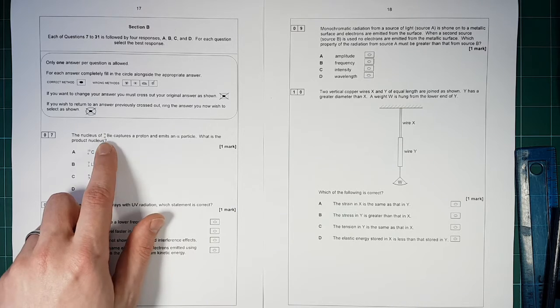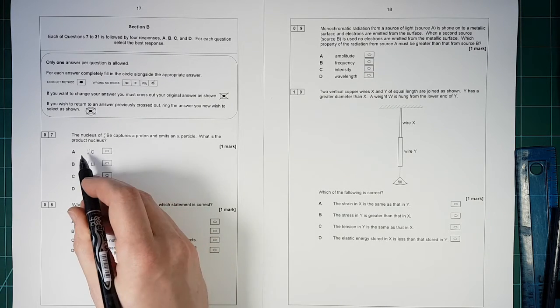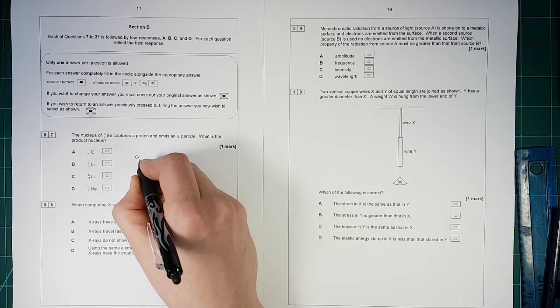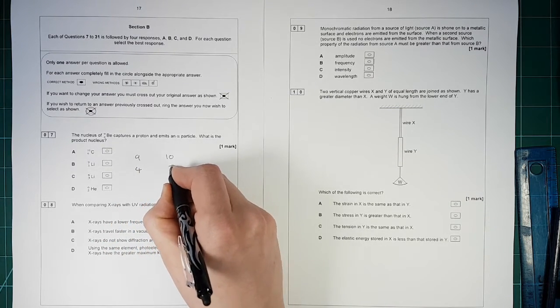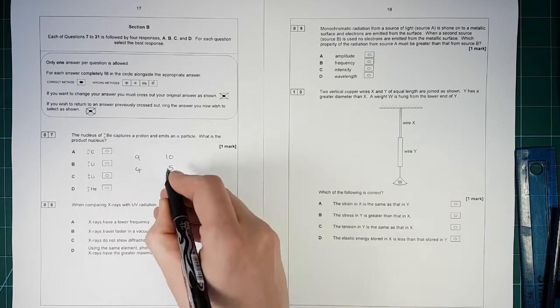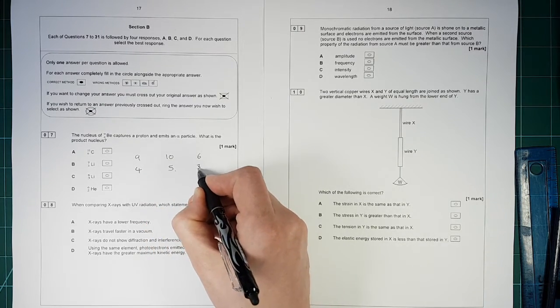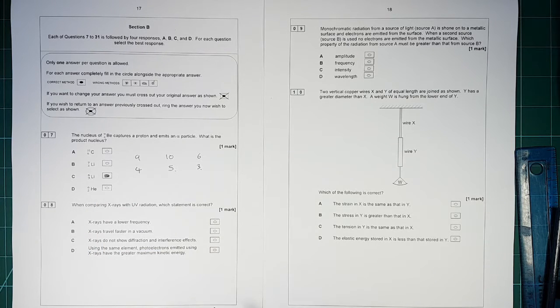The nucleus beryllium 9 captures a proton and emits an alpha particle. What is the product? So it's got 9 and 4. If it captures a proton, it's going to go to 10 and 5. If it emits an alpha particle, that's got to drop by 4, so that goes down to 6, and that's got to drop by 2, so that goes down to 3, so it's got to be 6 lithium. Which is that one.